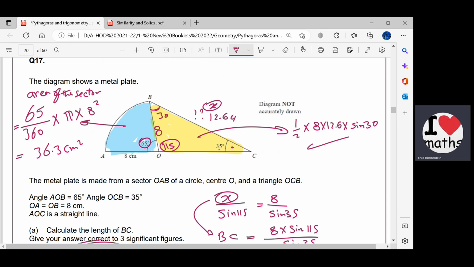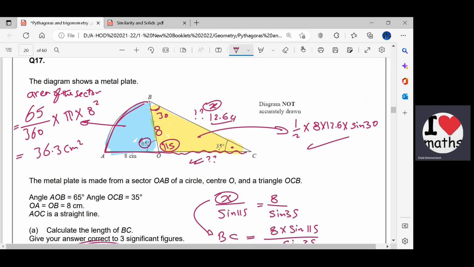they will ask you to find out the perimeter. If I ask you to find the perimeter, what should you do? You have this side length as 12.64. You will be able to find out the length of the arc, right? And this is 8, and this is the remaining part that you have to calculate. I can calculate this side easily by using the sine rule. This side over sine 30 is equal to 8 divided by sine 35. I'll be able to find the third side, and this way I can find out the perimeter. The perimeter means to go around all the shape.